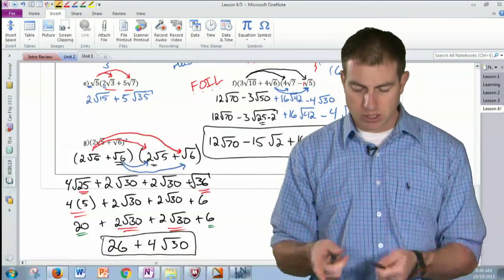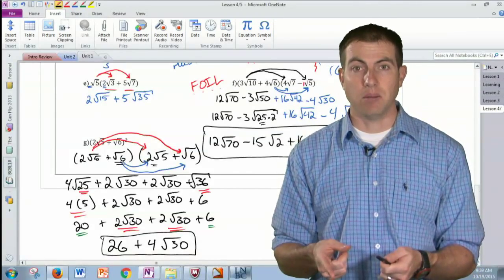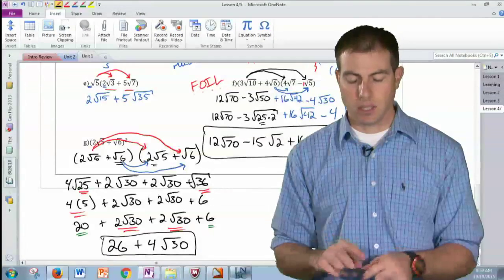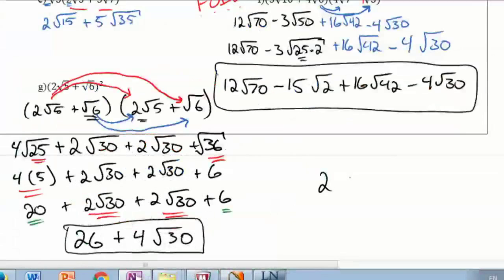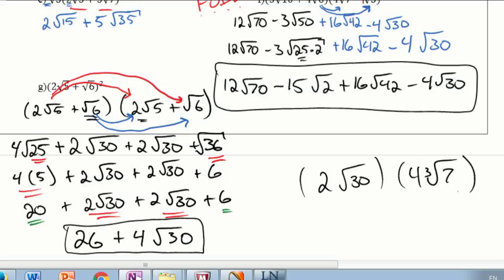One thing that I should have mentioned in this lesson that didn't come up is that if I had something like, I don't even know if you'll get examples like this, 2 times the square root of 30, maybe times 4 times the cube root of, I don't know, 7.